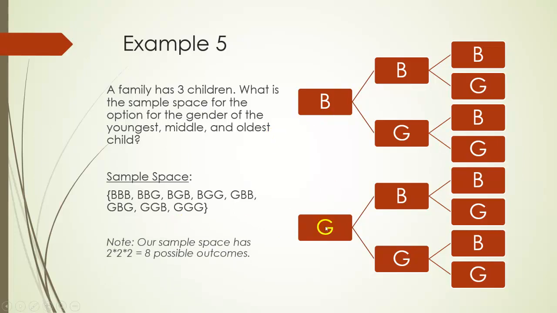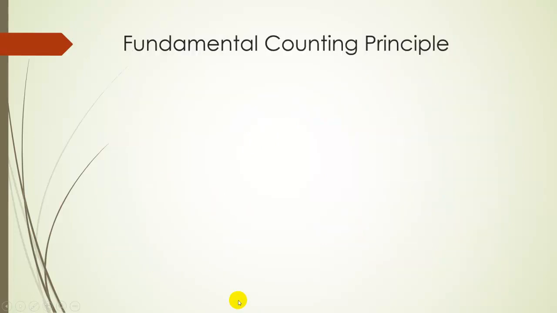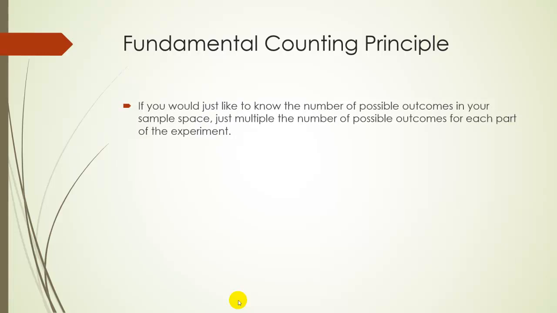Notice again that we had 2 options for the first child, 2 options for the second child, 2 options for the third child, so our sample space consists of 8 total options, 8 total possible outcomes. 2 times 2 times 2 is 8. This brings us to something called the fundamental counting principle. If we aren't interested in actually listing every possible outcome, but we're just interested in counting the number of possible outcomes, which is useful for probability, we can just multiply the number of possible outcomes for each part of the experiment.